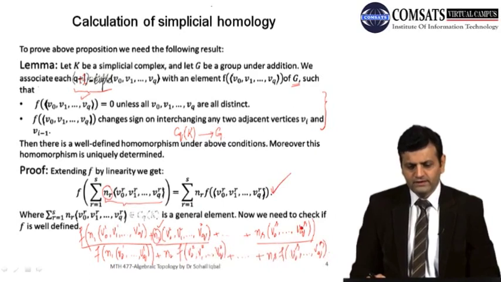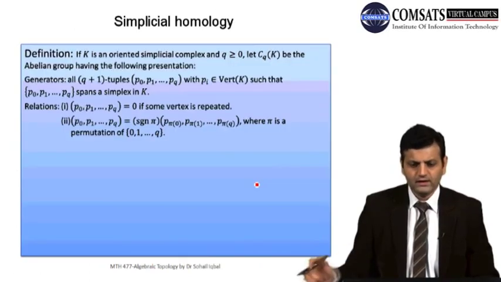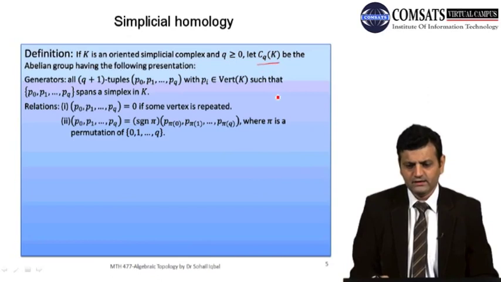Now we know that CQK is basically a collection of all Q plus 1 tuples under some conditions. So before extending our relation F to CQK, let's remind ourselves of the definition of CQK. This is basically the collection of all Q plus 1 tuples whose elements are vertices of K, such that we have the following conditions.